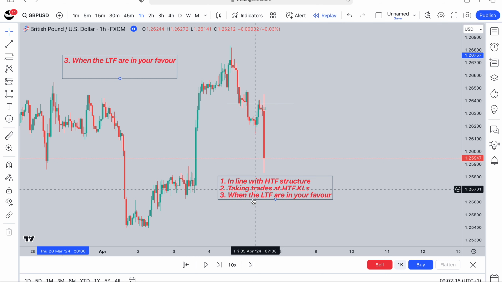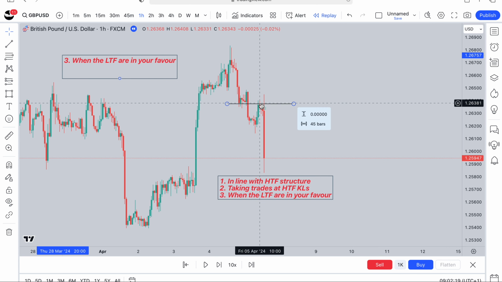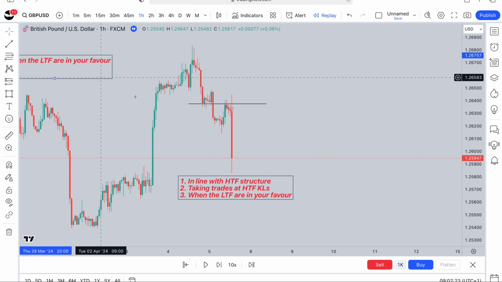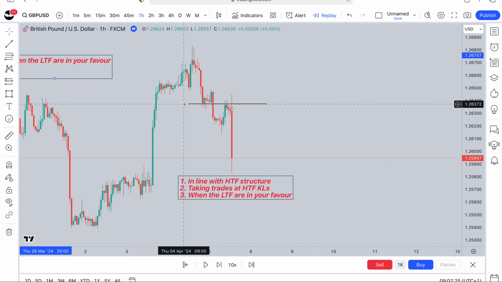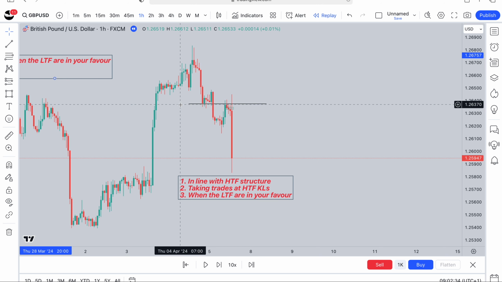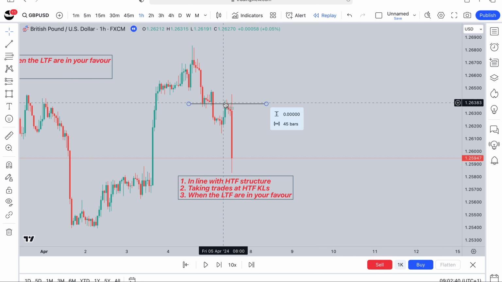On the middle point, taking trades at higher time frame key levels, if price had reacted to this level and then bounced off a little bit, then go ahead and trade it. I'm not saying it has to be exactly at this level. I'm saying as close to this level as you can. And if price wants to shift, then go for it. What I'm saying is that you don't wait for price to get to this level and then push all the way down by here and then trade. You want to be getting in at the earlier sign of the momentum.